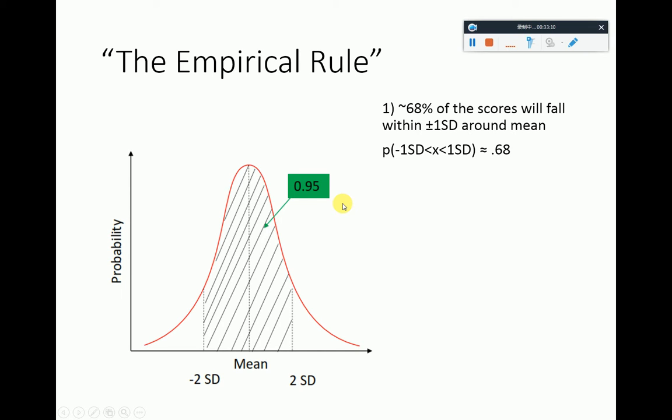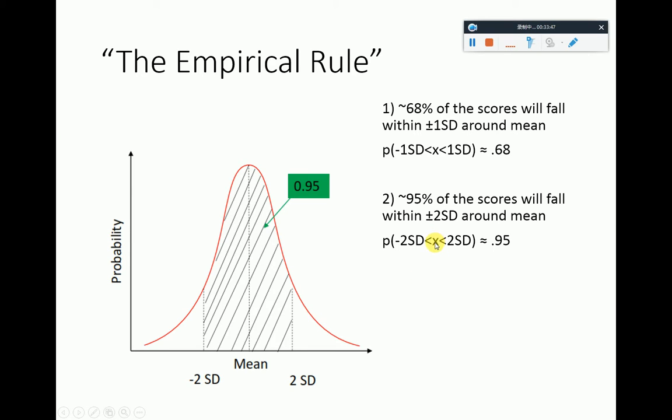Okay, the second statement of the empirical rule says, for any value that falls between two standard deviations below or above the mean, any value that's within this interval, is about 0.95. That is, there is a 95% chance that we can observe a score that will fall within this interval, 2 standard deviations around the mean.